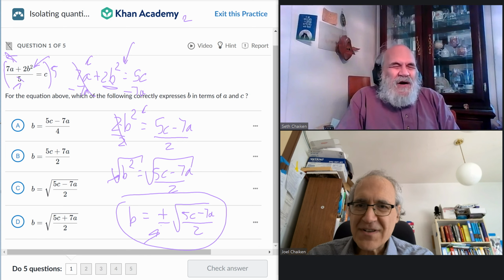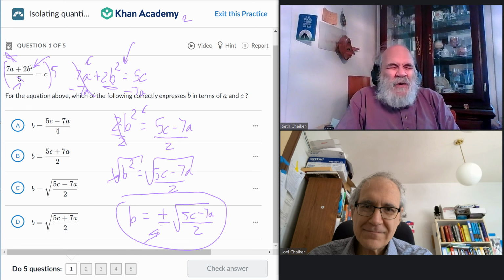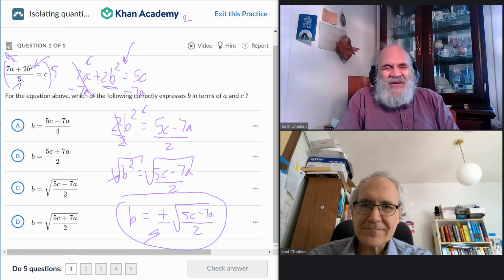Well, the expression that you wrote expresses that the equation determines b with ambiguity. Yeah. The expression expresses that either the form with a plus sign will satisfy the equation, and the form with a minus sign will also satisfy the equation.